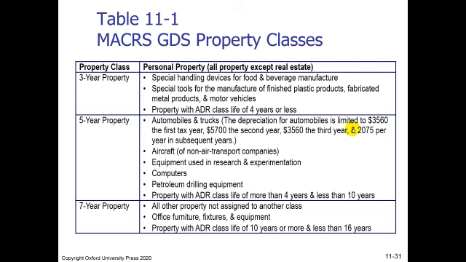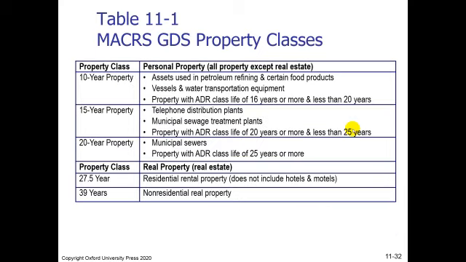Now, 5-year classes, this is where cars and trucks start coming in. However, cars and trucks have their own special rules that limit how much you can depreciate in any given tax year. And then here you also see things like aircraft, computers, petroleum drilling equipment. 7-year property period is where furniture comes into play, office furniture, fixtures, equipment, things like that. And that's also the default if you don't see your particular item in any other property class. Getting into longer than 7 years, you've got things associated with petroleum refining and water transportation that are 10-year class things.